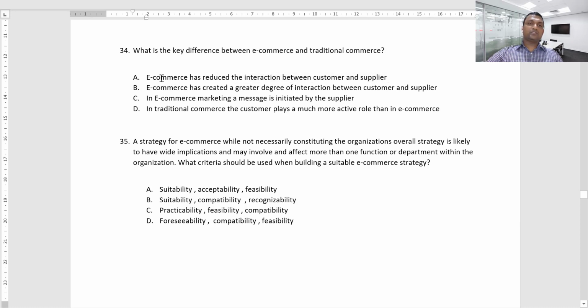So out of the answers, "E-commerce has reduced the interaction between customer and supplier." No, it is the total opposite of what we discussed. E-commerce has created a greater degree of interaction between customers. Exactly, this is what we discussed.